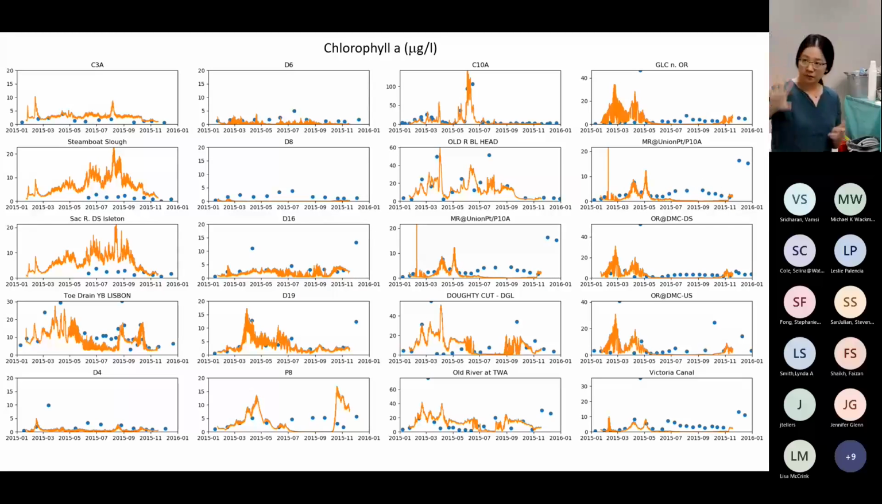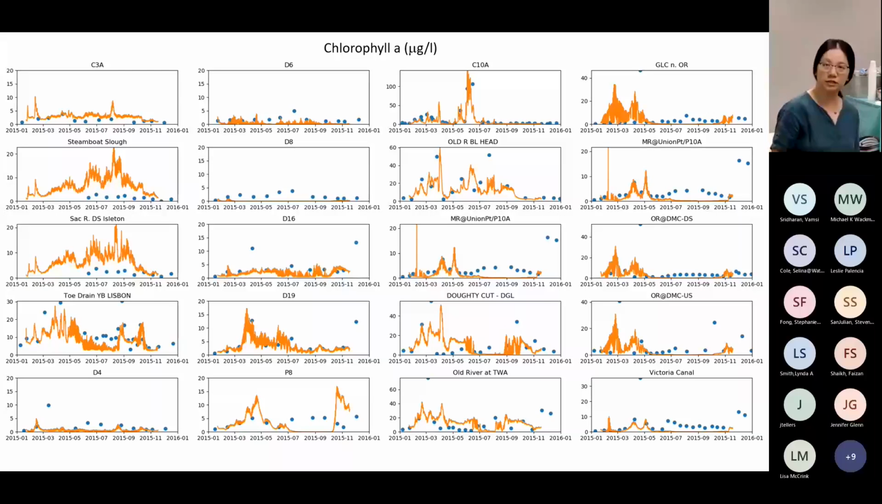And I think our model generally reproduced the magnitude as the phytoplankton goes through the system in the South Delta. In the North Central Delta, these are the model results, and probably you can see it is for 2015. So generally it's a non-bloom event, and I think our model reproduced that most of the time.